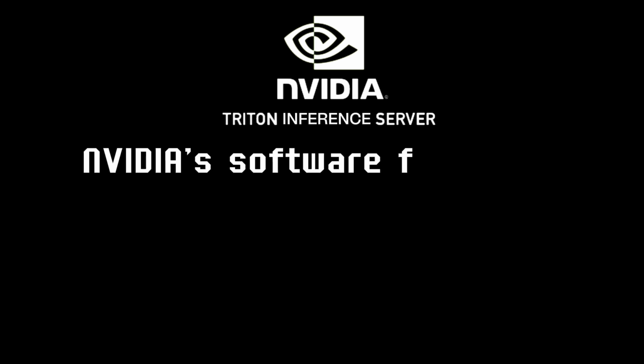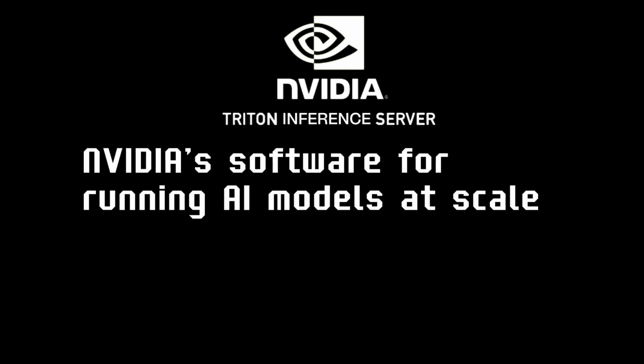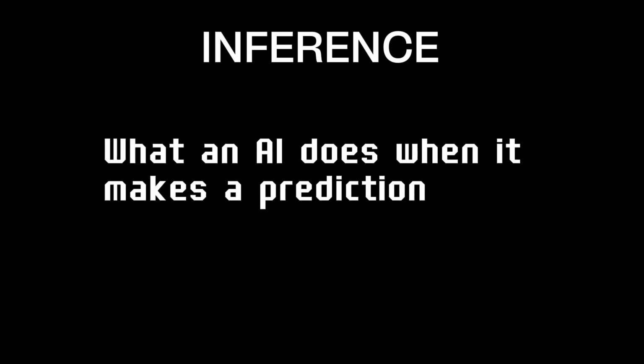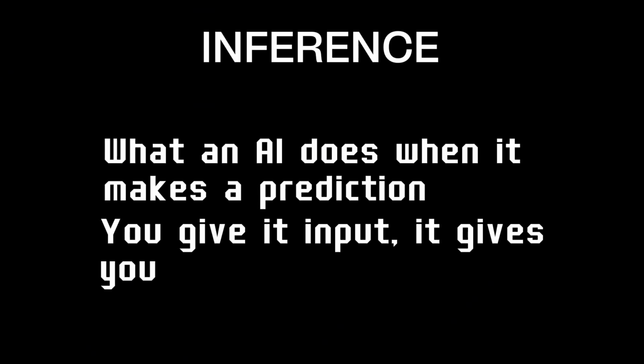That's NVIDIA's software for running AI models at scale. It loads models, runs them on GPUs, and sends back results. The word inference just means what an AI does when it makes a prediction. You give it input, it gives you output.